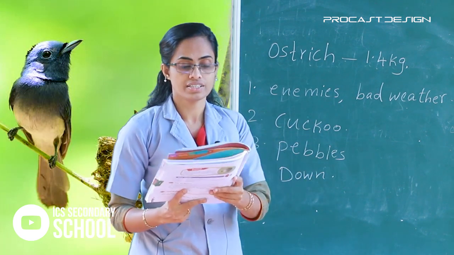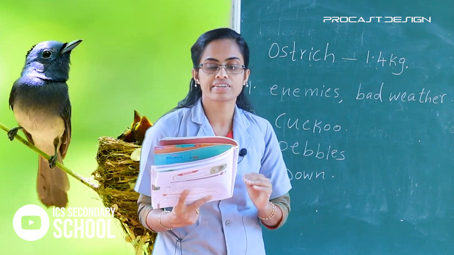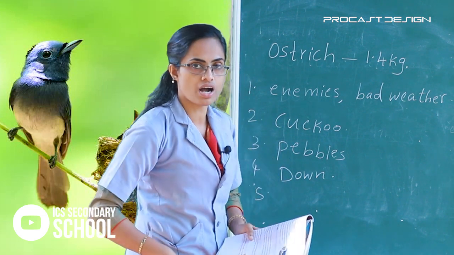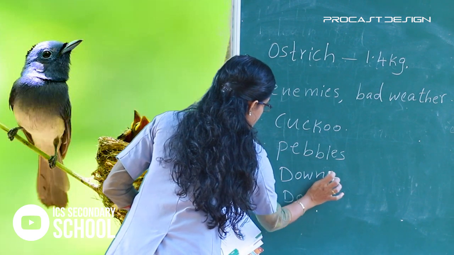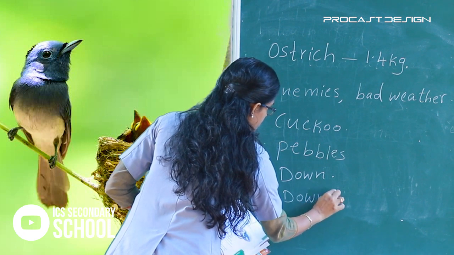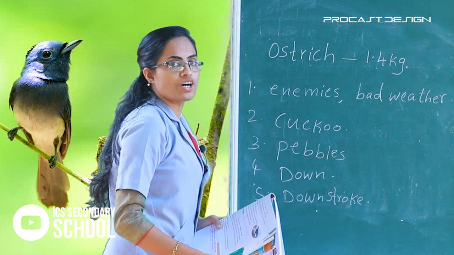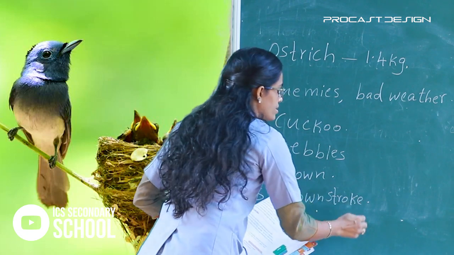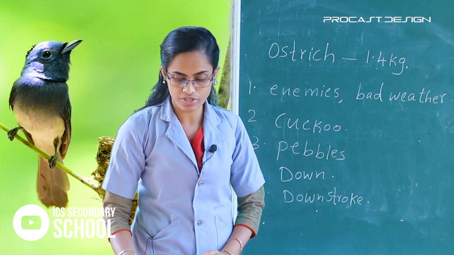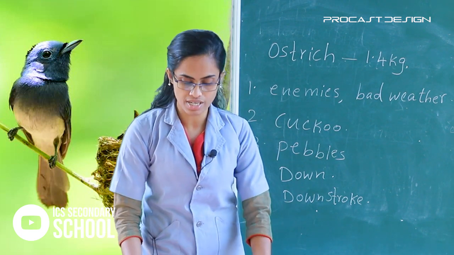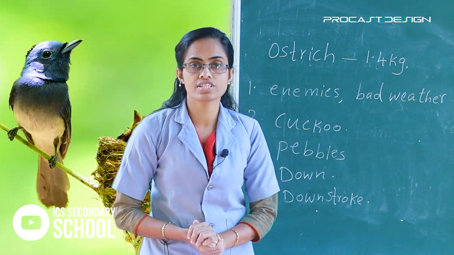And the last one, the fifth one, the downward movement of the wings is called downstroke. Then all of you study well. Textbook activities, the first activity. And the next one, listen here, answer these questions.